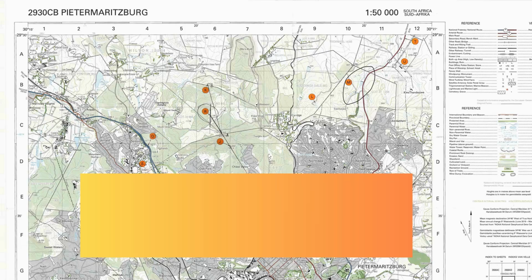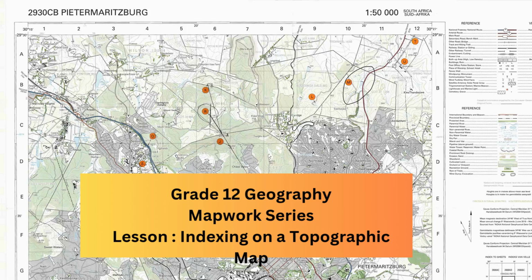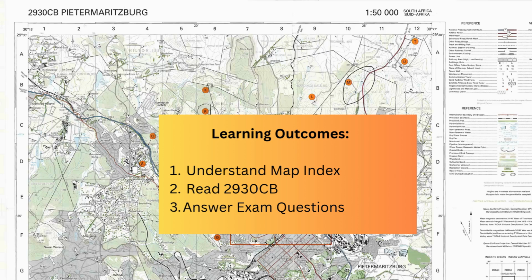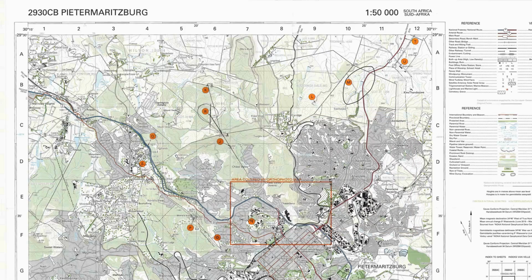In today's lesson, we are going to learn about indexing on a topographic map. Many learners think this topic is difficult, but it is actually one of the easiest sections in Mapwork once you understand how it works. By the end of this lesson, you will know how to read a map index, how it is created, and how to answer exam questions based on indexing. Let's get started. First, let me explain what a map index is and how we can work it out.